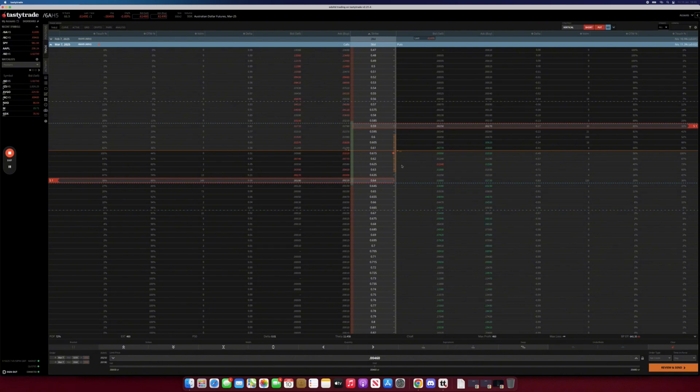And what you'll notice is if you look in the bottom left corner, we have a POP of 72%, which means a probability of profit of 72%. And what that means is at the point of expiration in 56 days time, there's a 72% chance of us making at least 1 penny on this position.